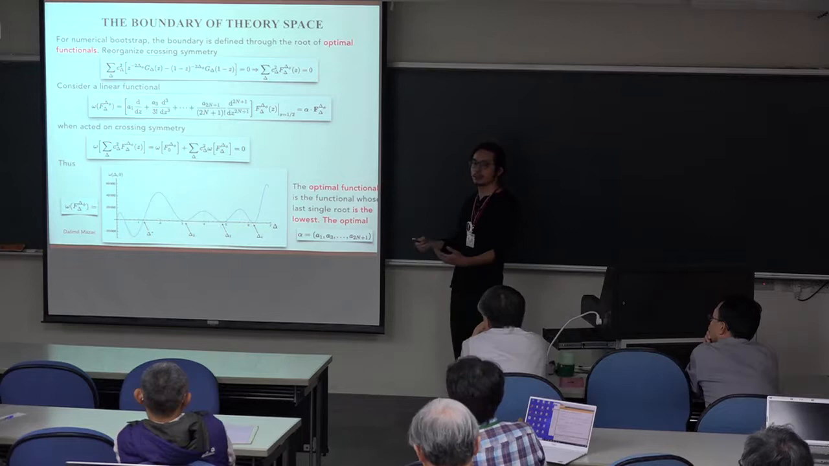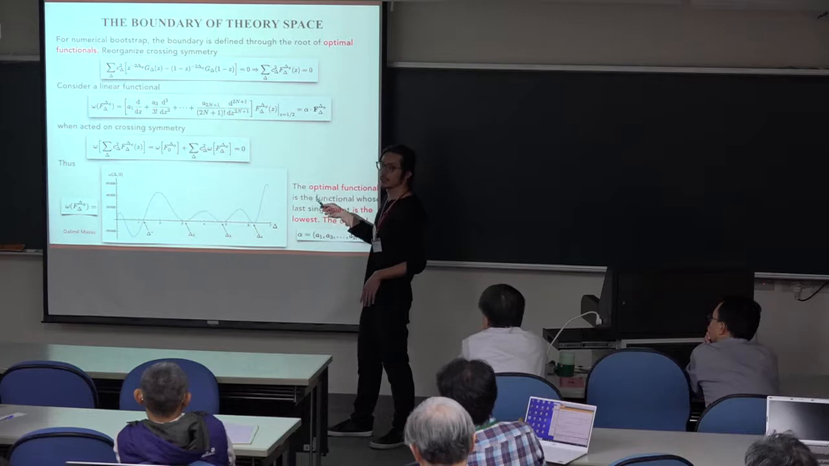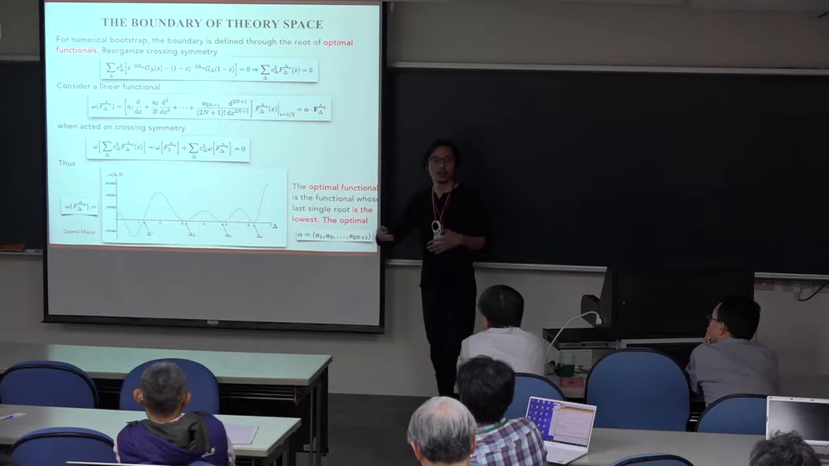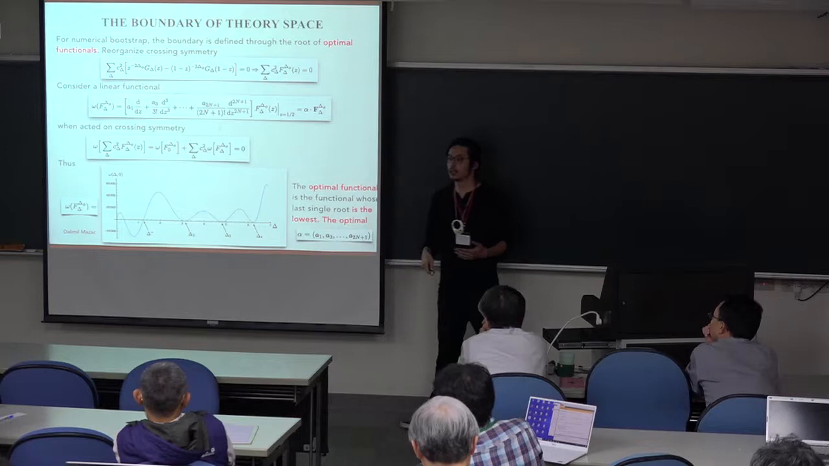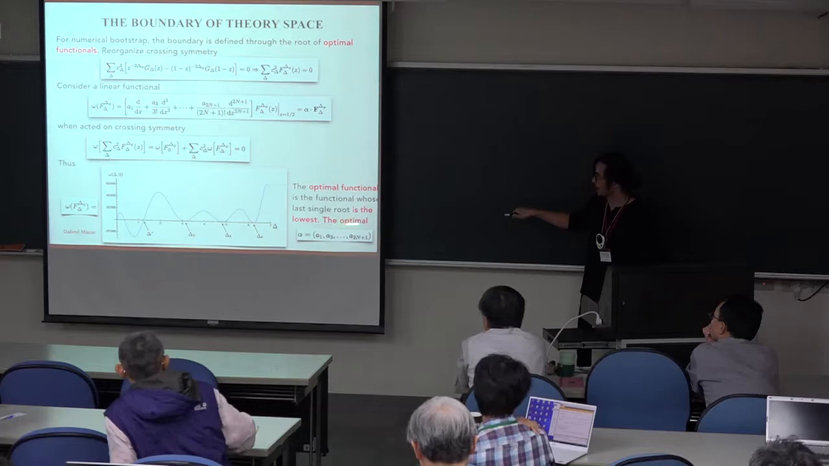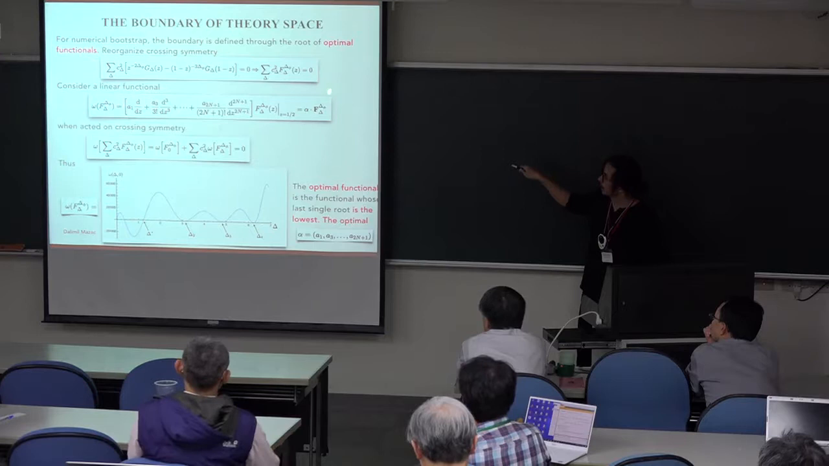And basically what they did is they put this equation into the computer and they search for all possible a's, because each optimal functional is parameterized by these a coefficients. So they tune all these possible a's such that they can find the functional where this last zero, the last root, is actually the smallest. So that's basically, in a nutshell, what numerical bootstrap is doing. So this is the optimal functional. It's the statement that you have a collection of a such that when omega is acting on this f, the largest root is the smallest.